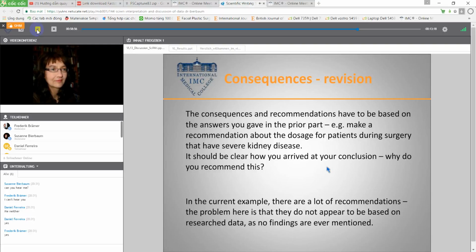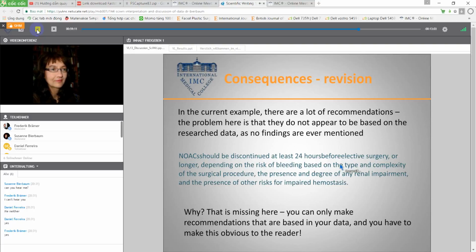So in the current example, we have a lot of recommendations, but if you read just the discussion, there does not appear to be any basis in research data, because that is never mentioned. That shouldn't happen in your discussion. So that's a recommendation, should be discontinued, and so on. On what data is this based?